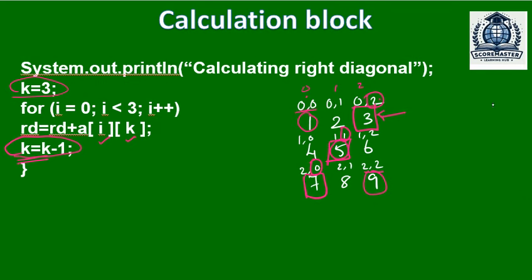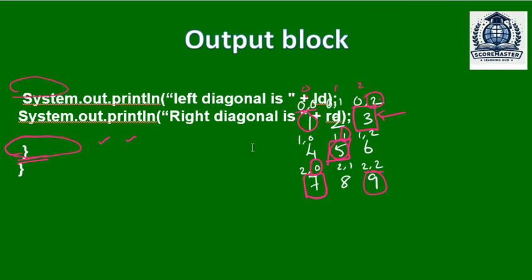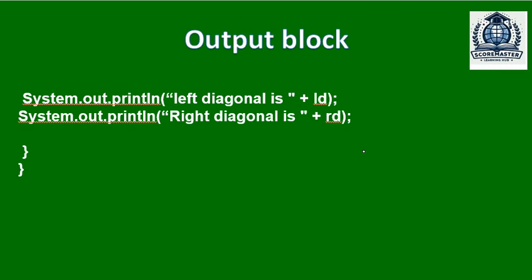Now the next one is I'm printing the output. So here I print the output like the left diagonal and the right diagonal. Then the program will be printed accordingly.